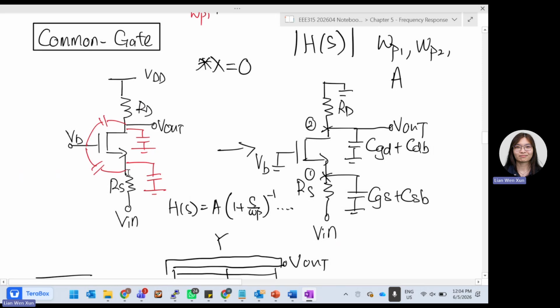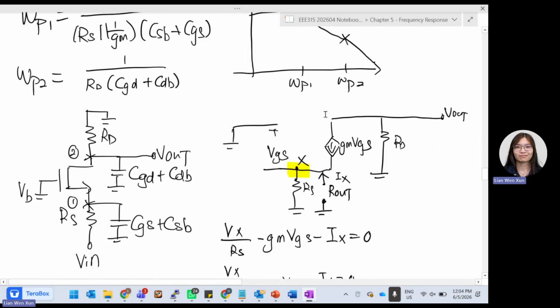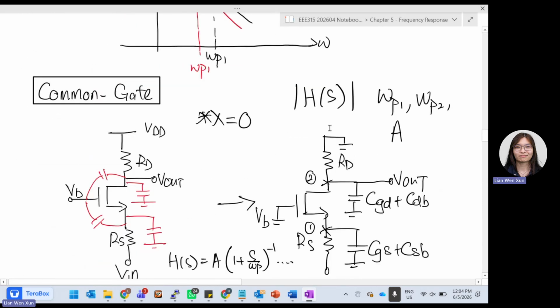RS over here will have a capacitor connected to ground, and another capacitor also connected to ground. So it's CGS and CSB. So overall, your circuit is like this. You can first use the small signal model to find out what Vout over Vin is directly, the very complicated one. Or we can ignore the whole part and go directly into finding the poles.